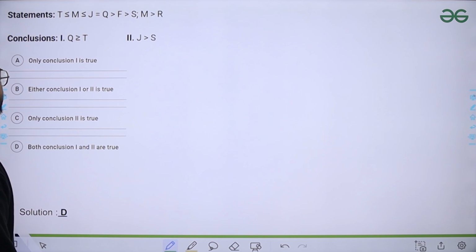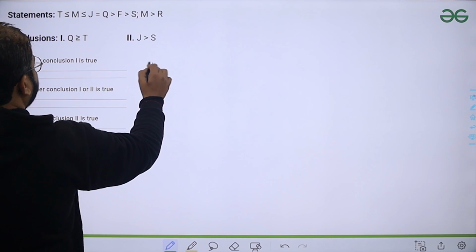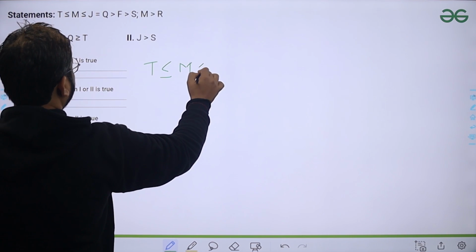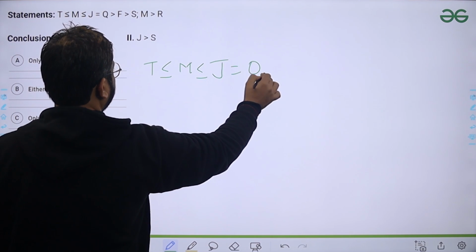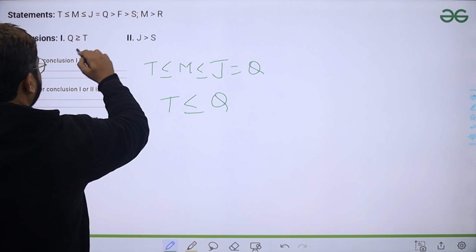Q to T, okay, Q and T there is a relation given. So Q to T is T less than or equal to M less than or equal to J is equal to Q. All are from the same floor, okay. So this will be follow. So this equation is true.